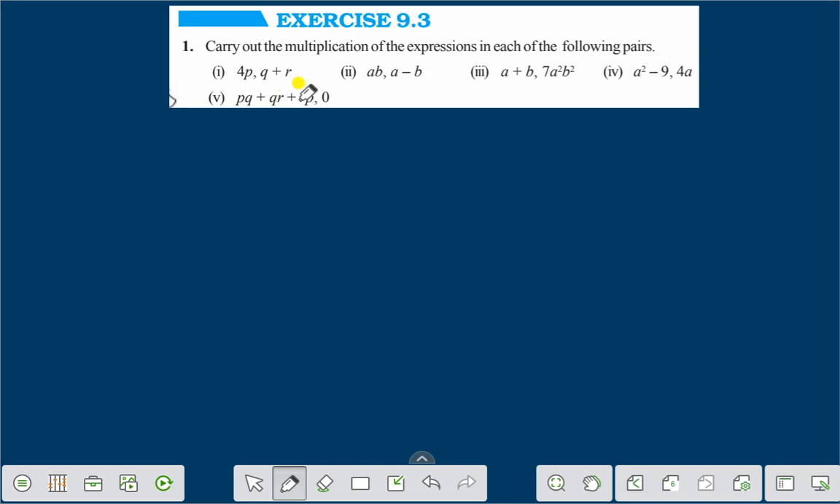Here, carry out the multiplication of the expressions in each of the following pairs. Let us first multiply question number 1. Question number 1 is 4p into (q plus r). If we multiply this, we get 4pq plus 4pr, and that is the answer. That is 4pq plus 4pr.